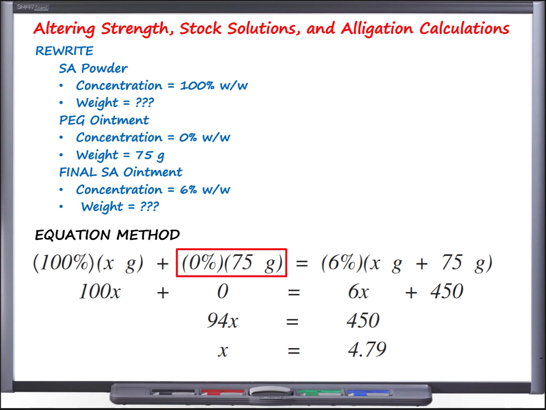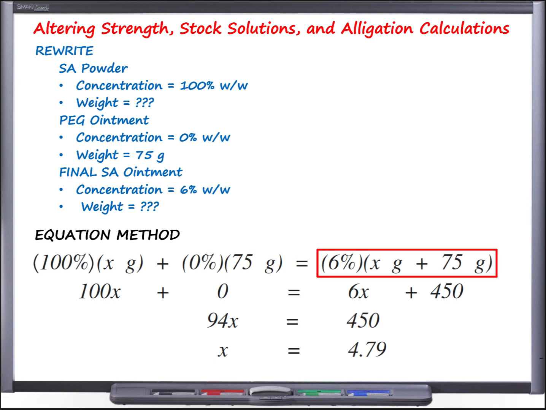And what we know about the PEG ointment base is it has no salicylic acid to begin with, so its concentration is 0% times, we do know the weight we're starting with. We were told to start with 75 grams of this PEG ointment base. So our concentration is 0% times its quantity or weight, which is 75 grams. And those are our only two ingredients. We're adding a certain amount of powder to this ointment base. So when we combine those two things, what do we have in the end?